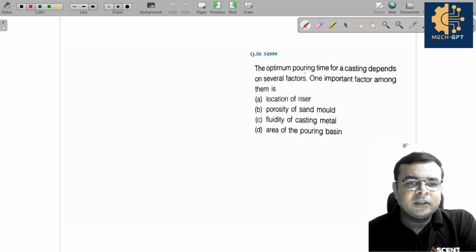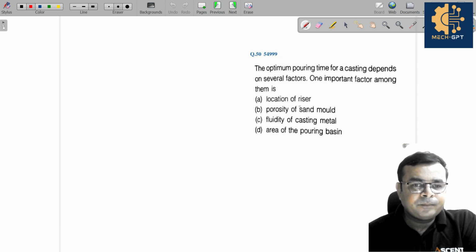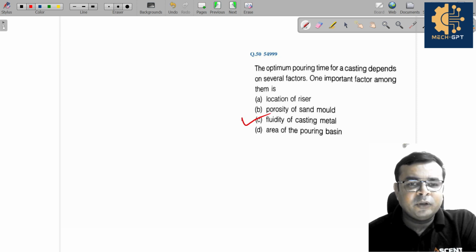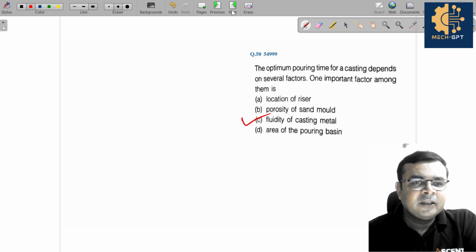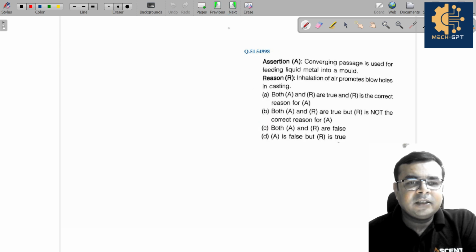Okay, let's see another question. The optimum pouring time for a casting depends upon several factors. One of the factors among them is location of riser, pouring of sand mold, fluidity of casting, area of the pouring basin. So the correct answer is fluidity of the casting metal. Higher the fluidity, lower will be the pouring time. Is that clear?